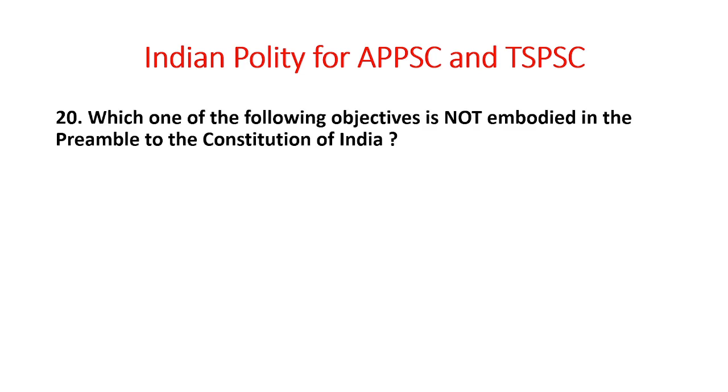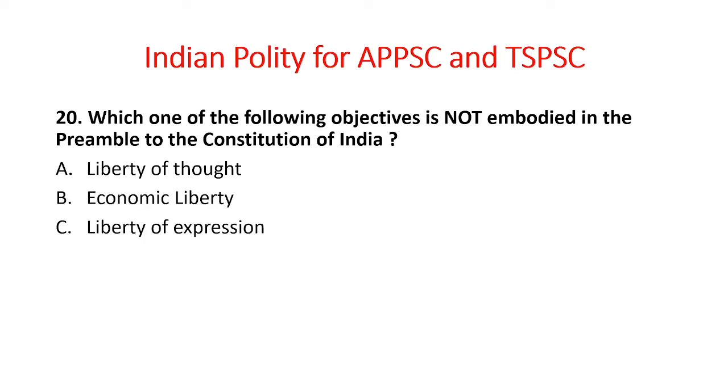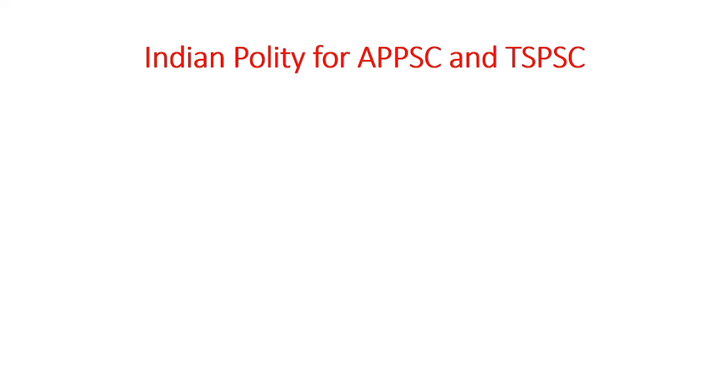Next. Which one of the following objectives is not embodied in the preamble to the Constitution of India? And the options are liberty of thought, economic liberty, liberty of expression, liberty of belief. So, which of the following objectives is not embodied in the preamble to the Constitution of India? It is economic liberty. Next.